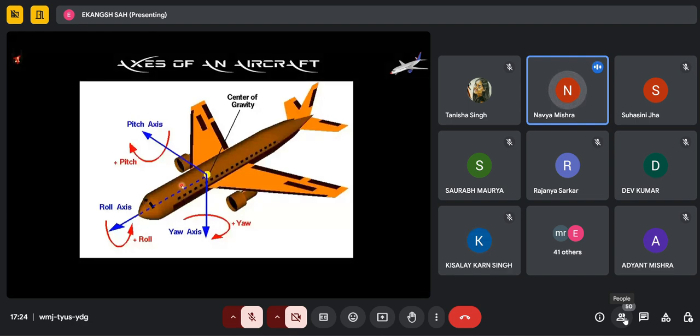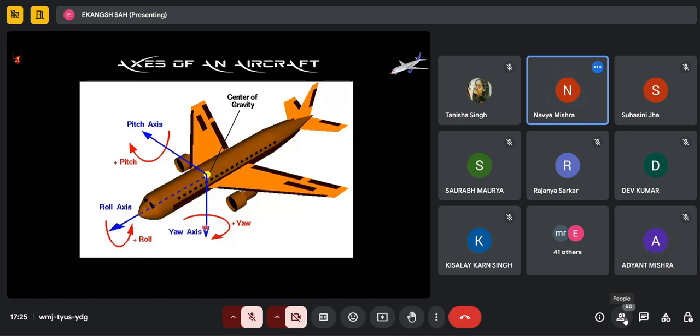And the second one is the lateral axis. It extends from one tip of the wing to the other, and it is basically responsible for the pitch motion of an aircraft. And the third axis is the vertical axis. It runs vertically through the center of gravity, and it is basically responsible for the yaw motion of an aircraft, as you all see in the given diagram.